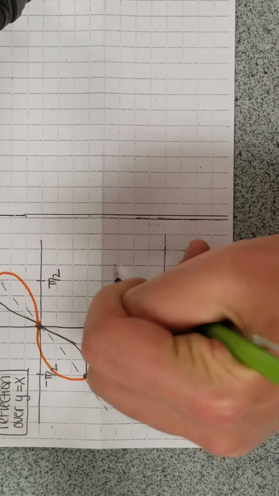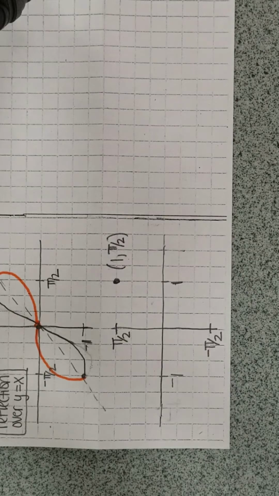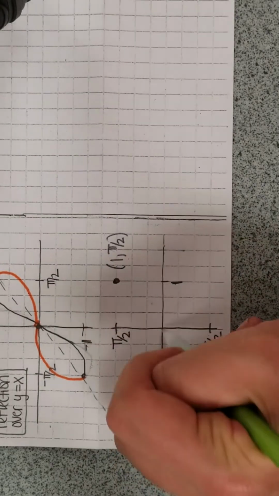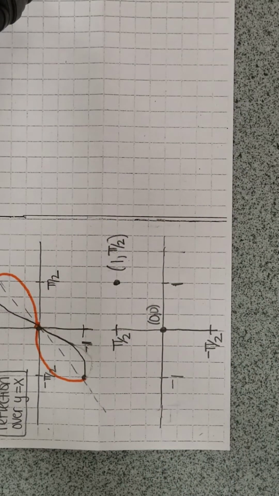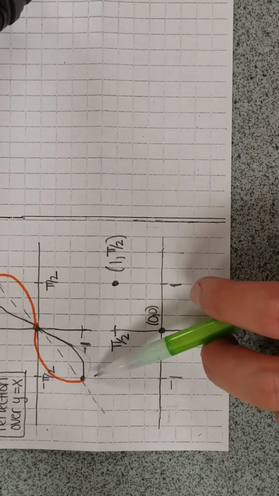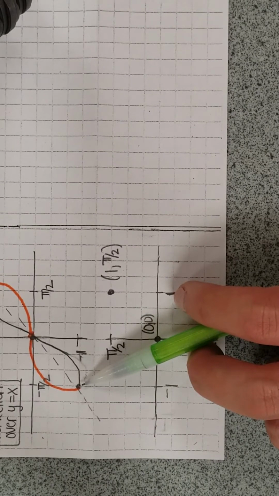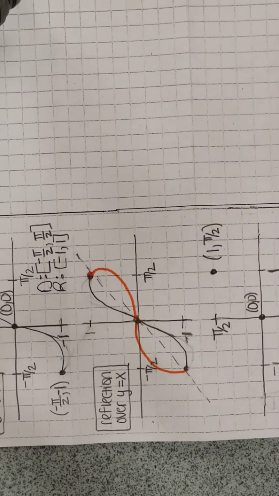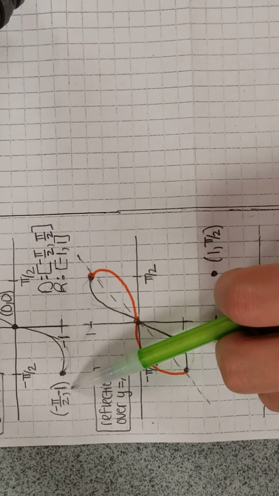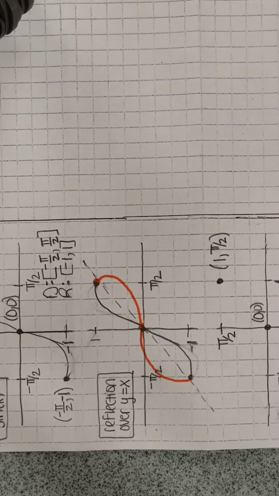1, comma pi over 2. 0, 0 was that second ordered pair. That is unaffected. And then the last ordered pair was negative pi over 2, comma -1. That's this ordered pair right here. Negative pi over 2, comma -1 will now become -1, comma negative pi over 2.